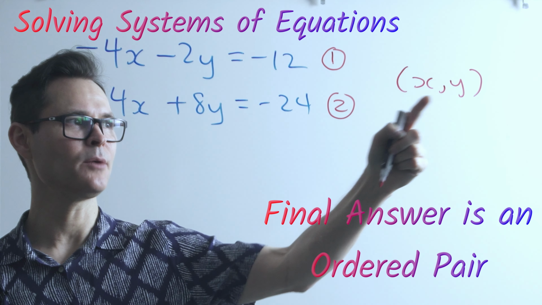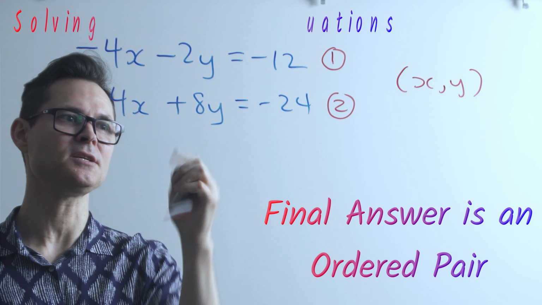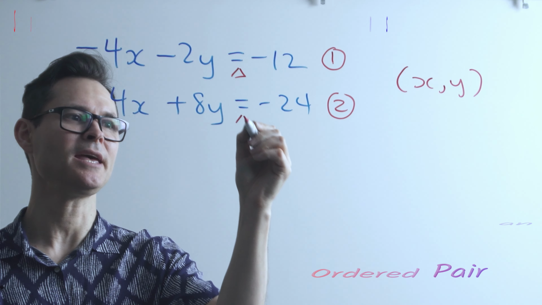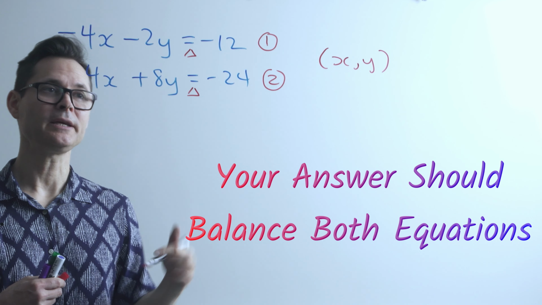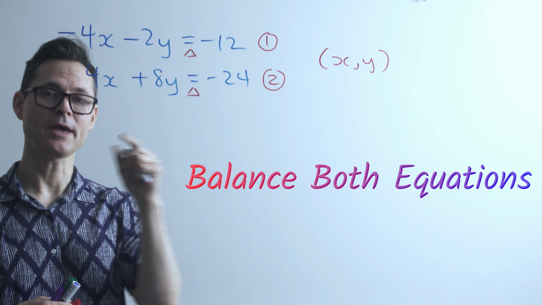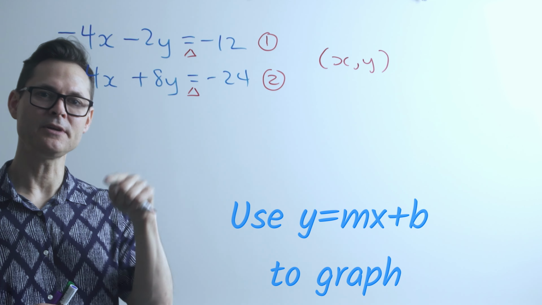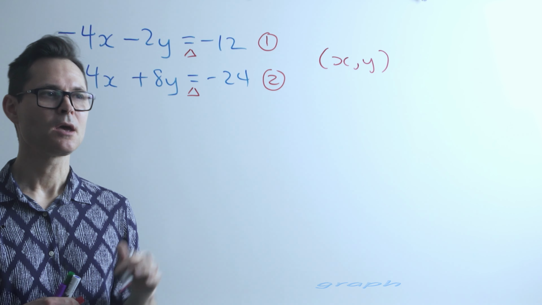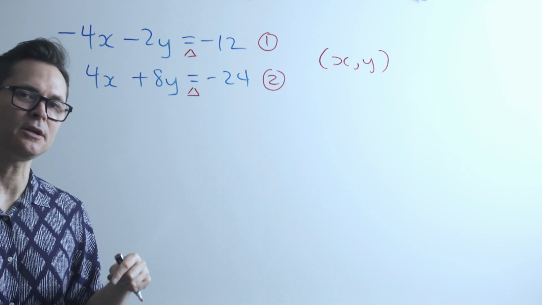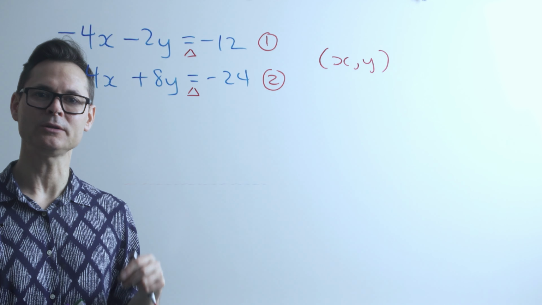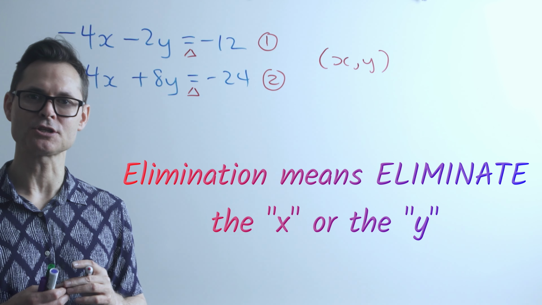So we need an X and we need a Y. And the X and the Y, when they get plugged into both of these equations, will simultaneously make the left-hand sides equal to the right. Graphically, we could graph these on some graph paper, and the point of intersection is the solution. Another way we could do this is by substitution, but today we're going to look at it using a method called elimination, or sometimes it's called addition subtraction.